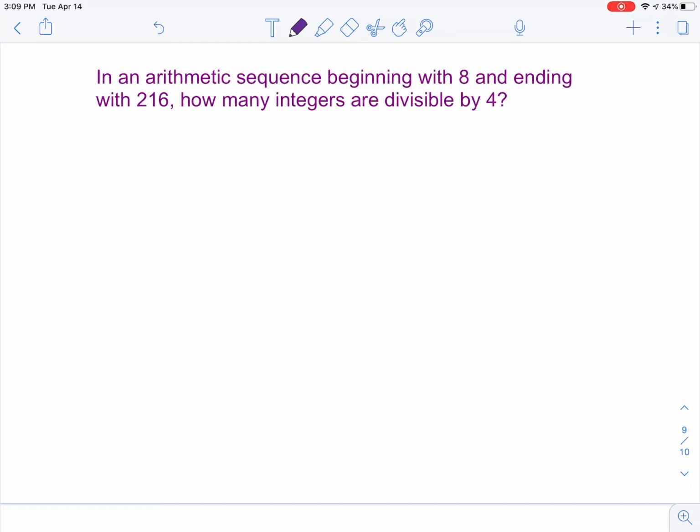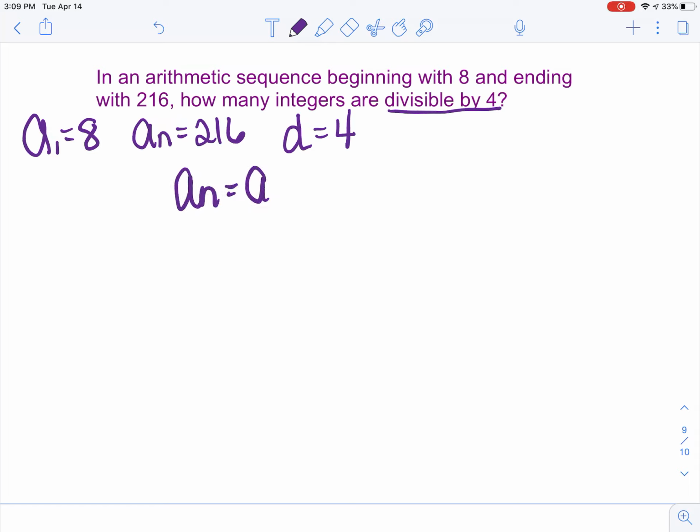Here is our last problem for the day. It says, in an arithmetic sequence beginning with 8, I like that. That means I know my first term is 8. And ending with 216, so a sub n equals 216. How many integers are divisible by 4? Divisible by 4, your d value is going to be 4.